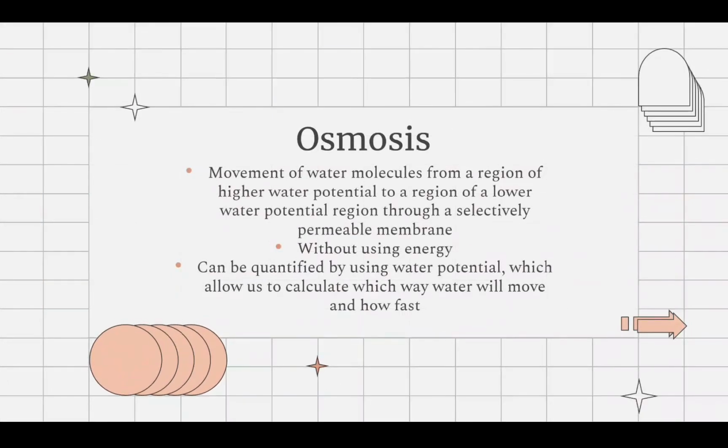Next, osmosis is the movement of water molecules from higher water potential to lower water potential region through a selectively permeable membrane. It doesn't use energy and it can be quantified by using water potential, which allows us to calculate which way water will move and how fast.